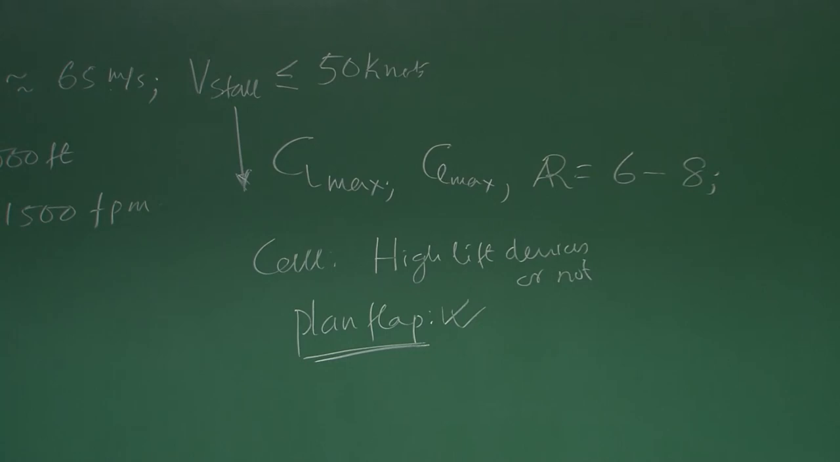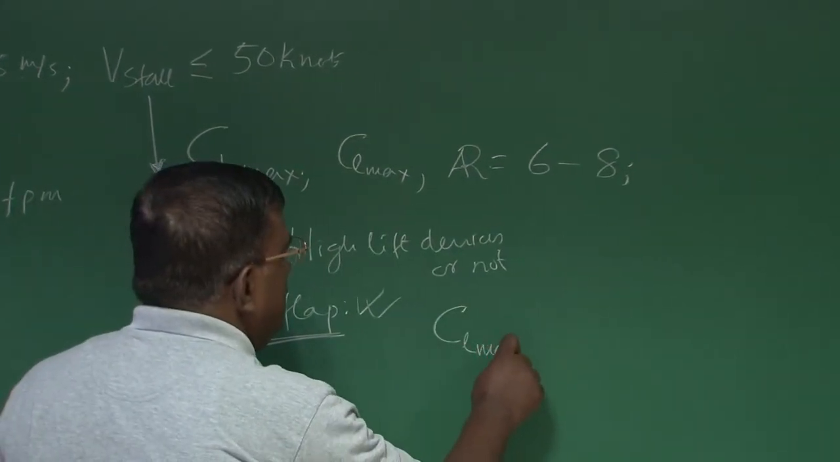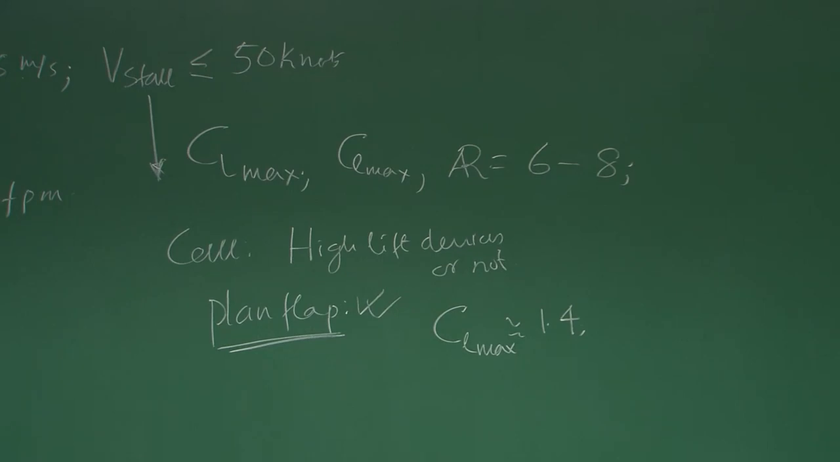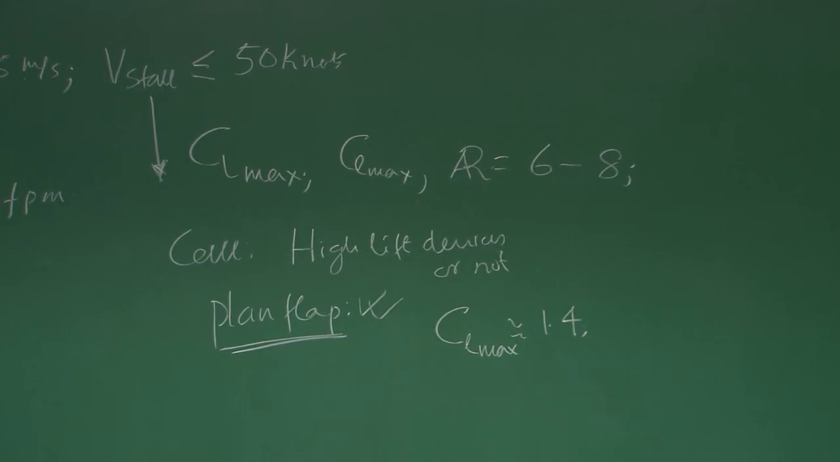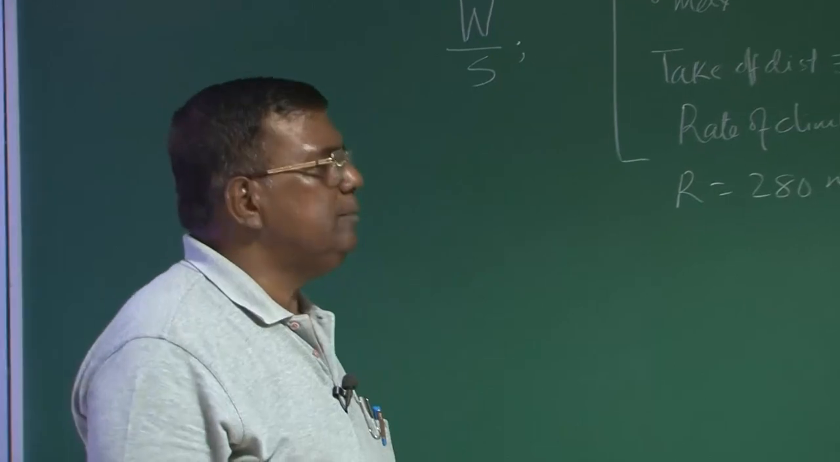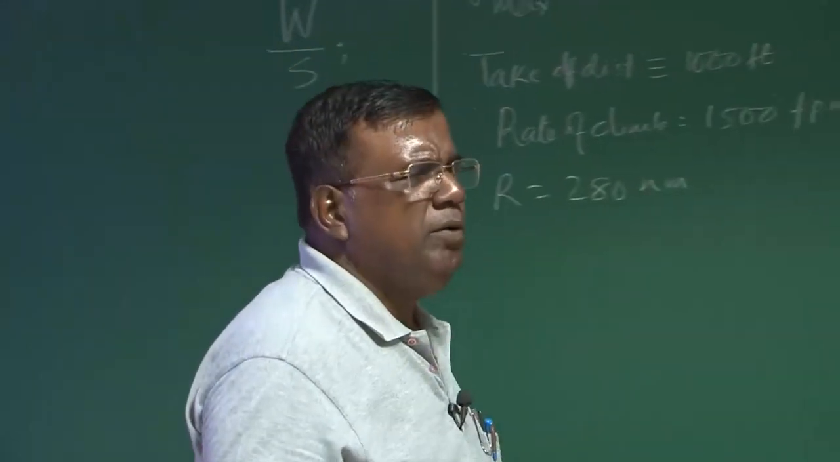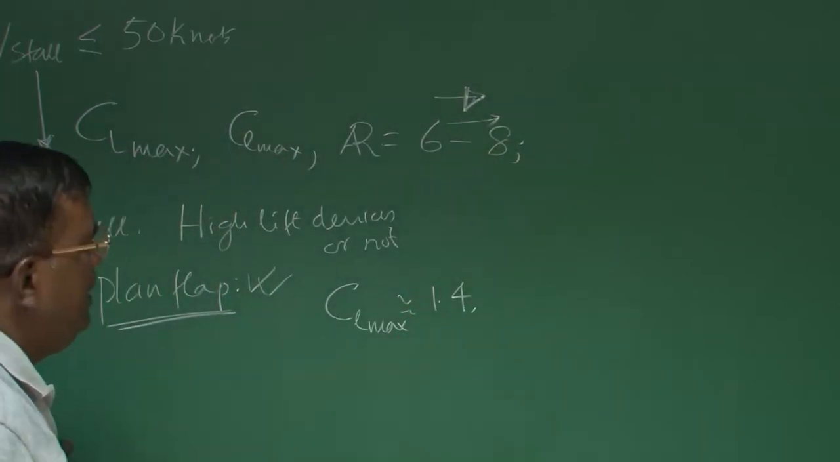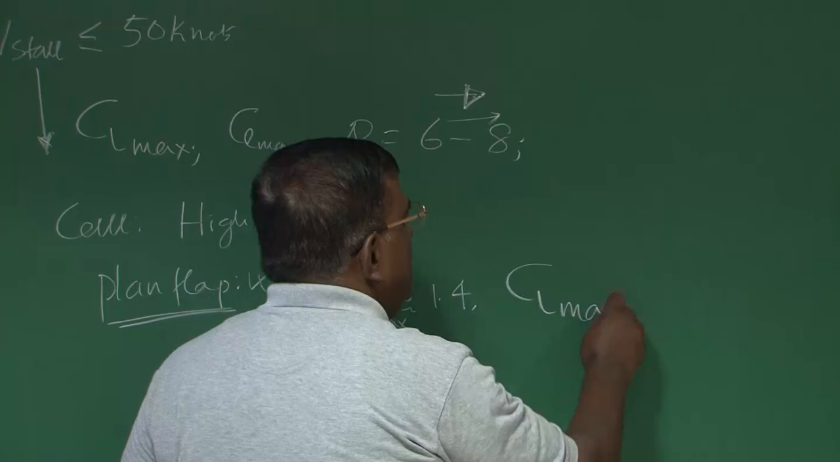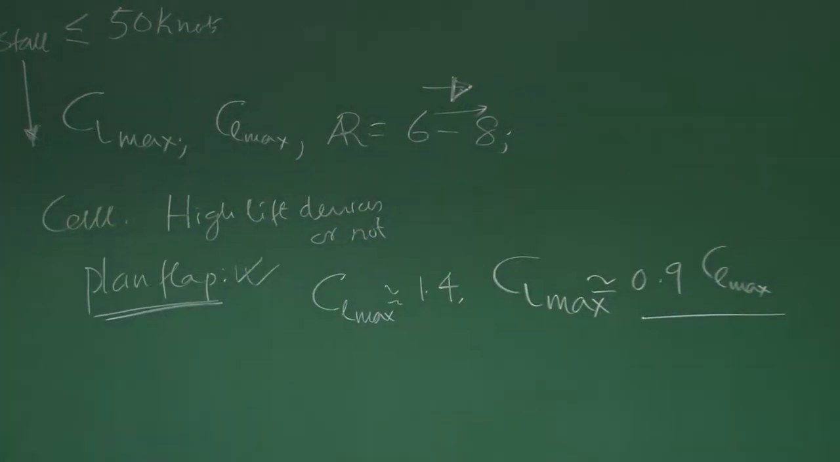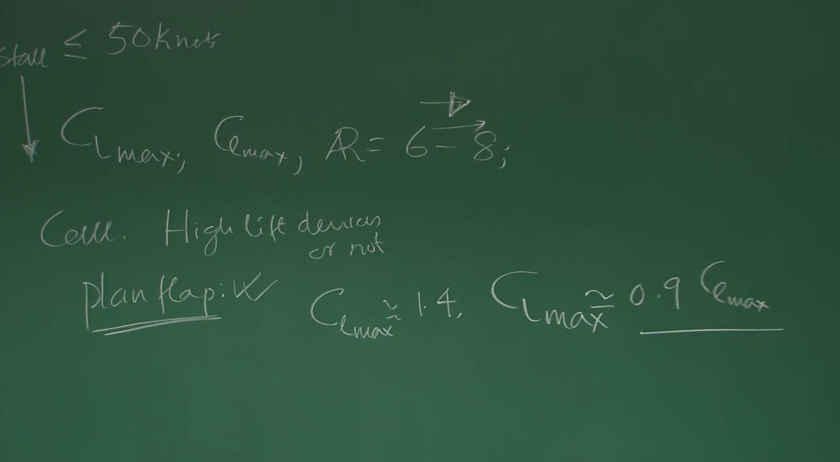When I use a plain flap, I know the CLmax 2D should be around 1.4. And that also you understand, that when you are talking about CLmax 2D, and once I'm putting the plain flap down, it has both flapped and unflapped area. Without going much into how much is the flap size, because we have not done any flap sizing as of today, we know if aspect ratio is around this, then the CLmax, I can approximate roughly equal to 0.9, 90% of CLmax 2D. This is one first number you are taking based on the overall experience.